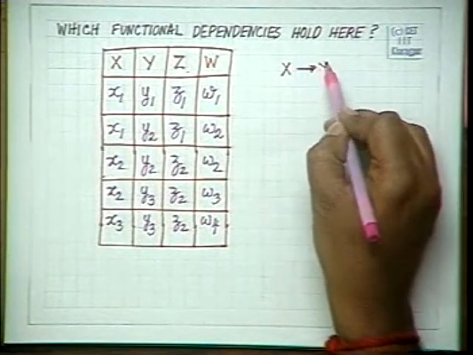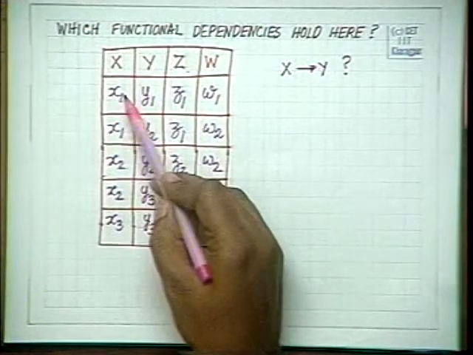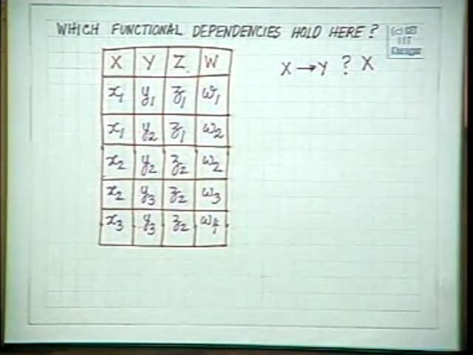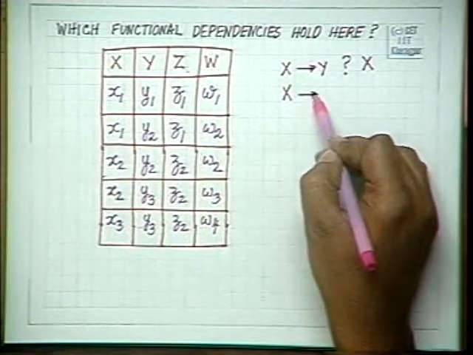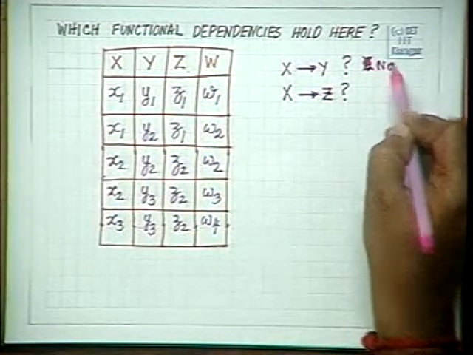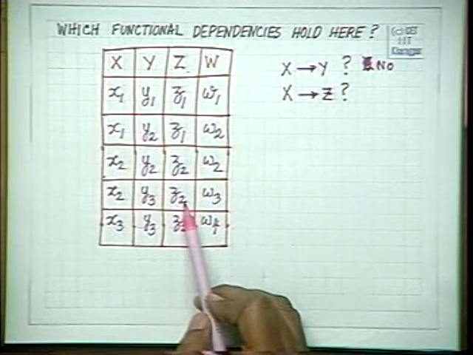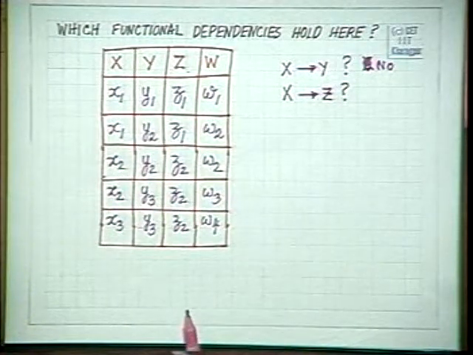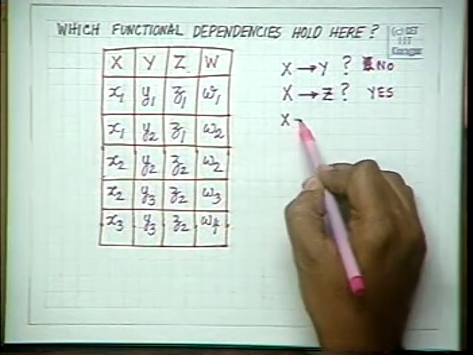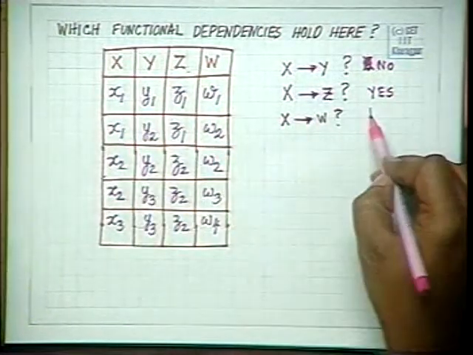Does X to Y hold? It does not hold, because when X is same, Y is not same. X to Z holds. When these two are same, these two are same. When these two are same, these two are same. So that's fine, whenever they are same, it holds. Does X to W hold? When these two are same, these two are not same.